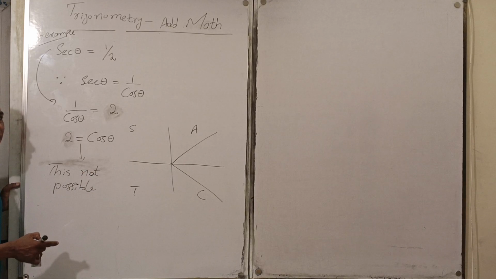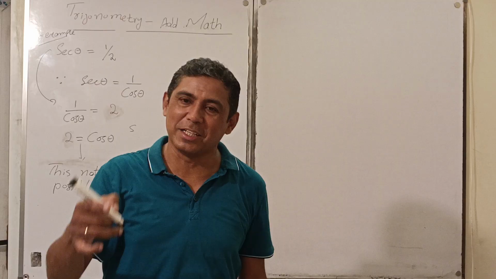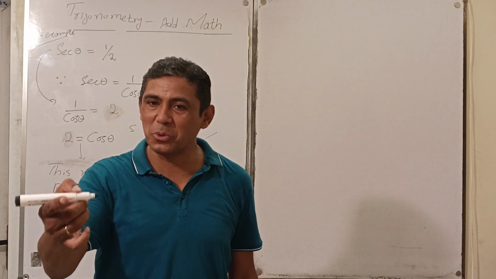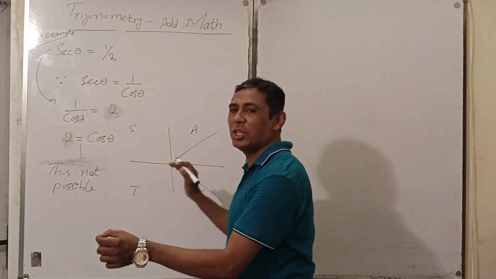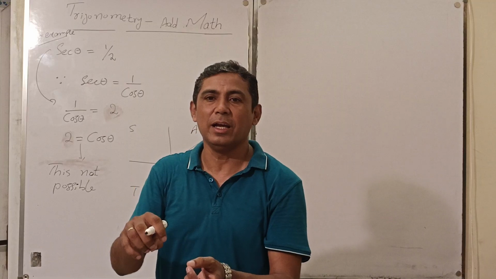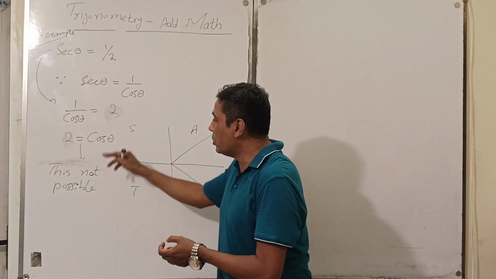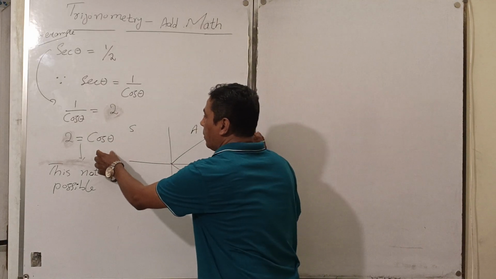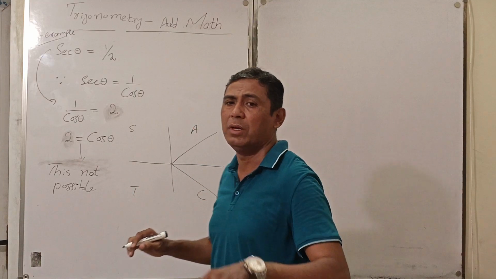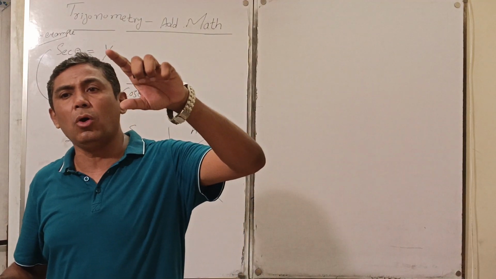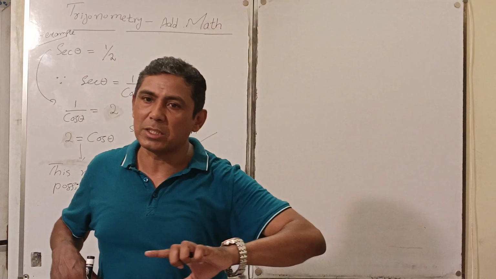Why? Because I told you the value is infinite. The cos theta graph always lies between 1 and minus 1. Never is the value 2. So if you have this in the end of the solution, and I ask you to plot a graph, you can write a remark here: it is not possible. Reason is that the range of the cos theta graph lies between 1 and minus 1. Clear?